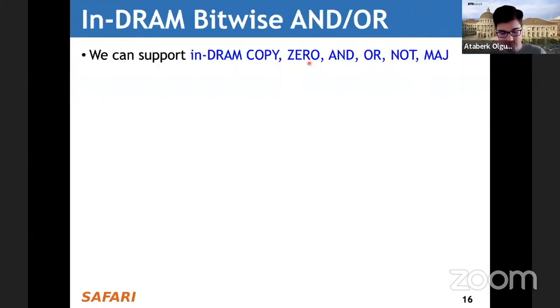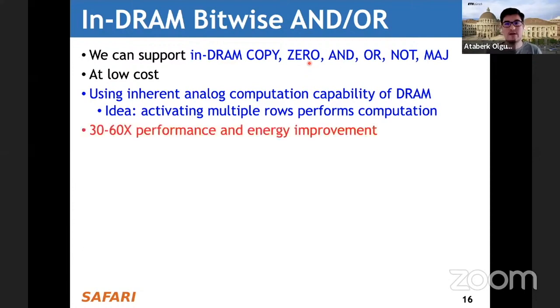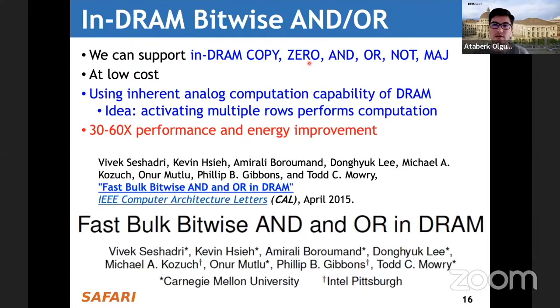Another potential processing using memory technique that I introduced was in the bitwise operations. There are prior works that show that this can be done at low cost using inherent computation capability of DRAM. The idea is to essentially activate multiple rows at the same time to perform computation. These works show that we can improve performance and energy by 30 to 60x. And here's a paper to take a look at if you're more interested in these.